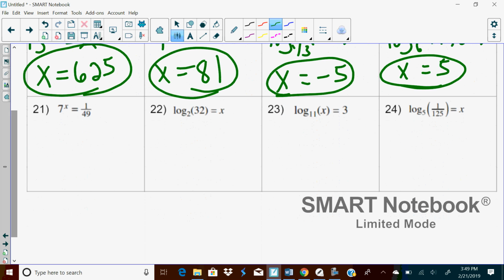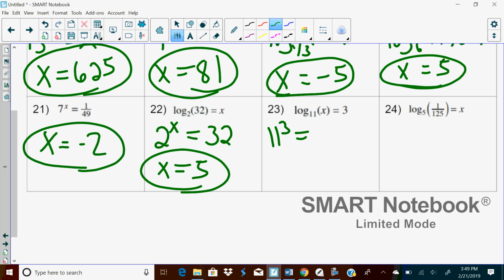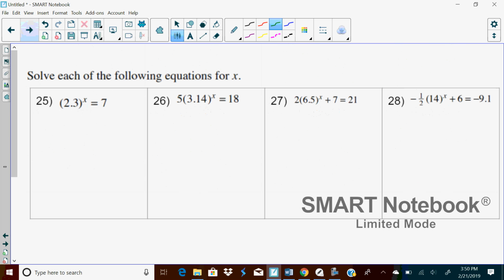So 7 to the x equals 1 over 49. You could change it to a logarithm, but I know 7 squared is 49, so x has to equal -2, sorry. 2 to the x equals 32, so x has to be 5. 11 to the third equals x, so x is 1,331. And 5 to the x equals 125. I know 5 to the third equals 125, so x has to equal 3.